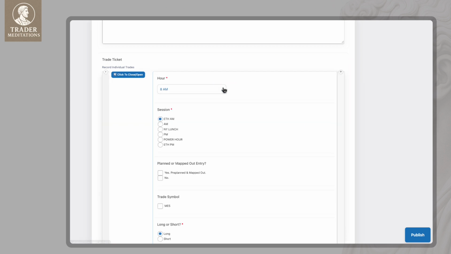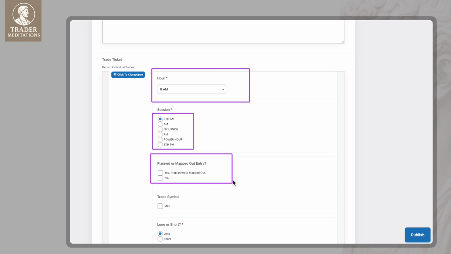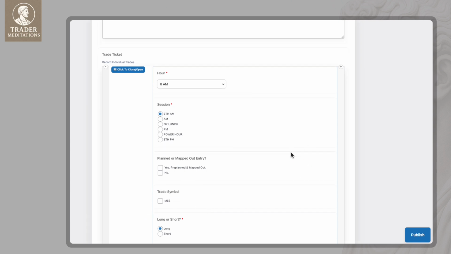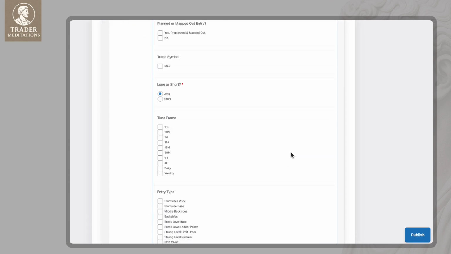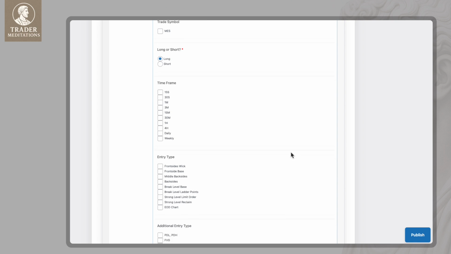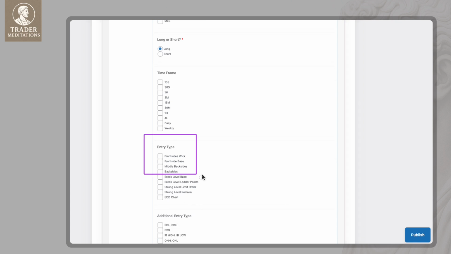Okay. So let's hit add here. And what you'll do is you'll put the hour, what session was it? You don't need to mark whether it was planned because you didn't take it. You don't even really need the symbol, but I would go ahead and mark all of that if you could. Was it a long or short? What time frame was it on? And then for your primary entry type, there's your end of the day chart. Now on the reports tab for trade tickets, you will be able to track the success of your end of the day chart markings. Okay.